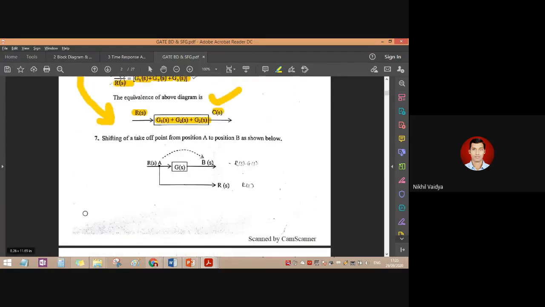Okay, next. Shifting of a takeoff point from position A to position B as shown in the figure. Now see here, this is the first diagram, and now we are planning to shift this particular takeoff point from position A to position B. Sir, why is it required? This is not a complete block diagram, this is part of a block diagram. So a block diagram may be complex also.